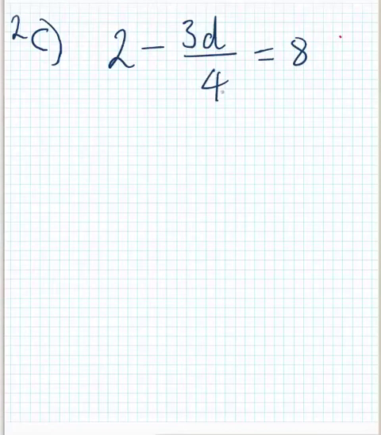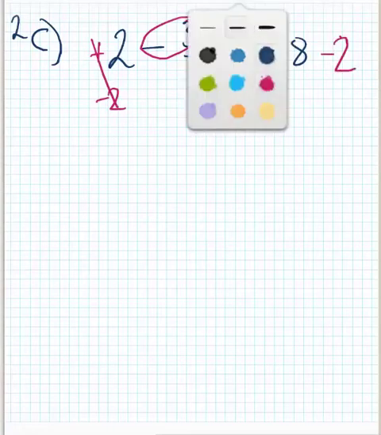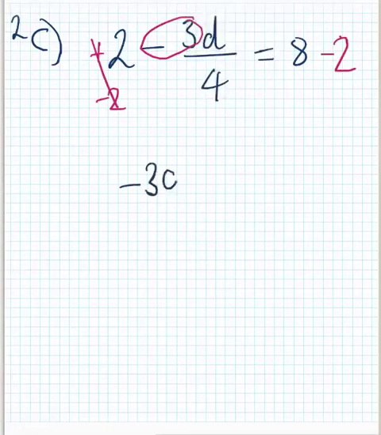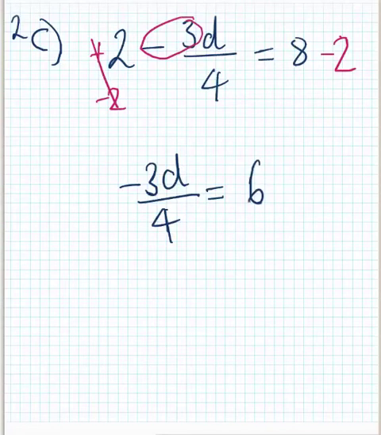So your first step should be to get rid of the 2. It's the furthest away, and that 2, be very careful, is a positive 2. That negative belongs to the 3D, or the 3. So to get rid of the 2, we minus 2 and minus 2. So we're left with minus 3D over 4 equals 8 minus 2 is 6. So that's our first step.